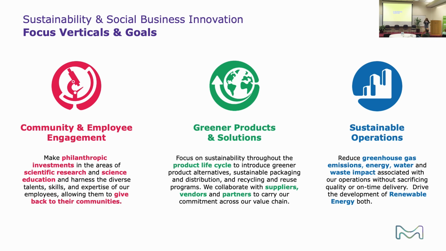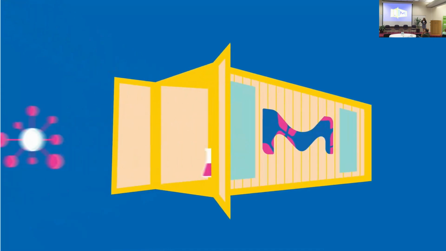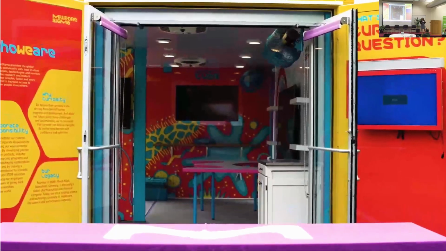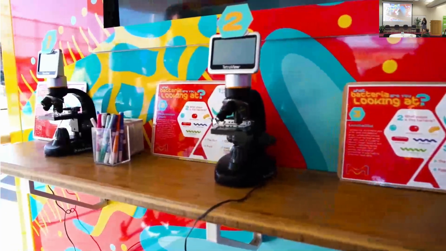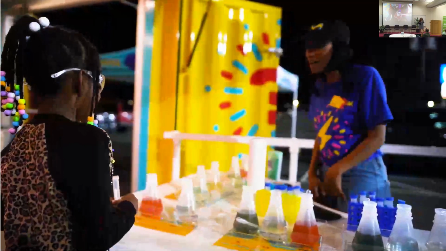So I'm going to play this little video. I hope it works, so that you can see one of the things that we do. Let's see. Here we go. This is one part of our outreach. This is the Curiosity Cube, and it is a retrofitted mobile shipping container. It's a laboratory. We have 2 of these in the United States. We have 2 of them in Europe, and we just launched our first one in Africa.